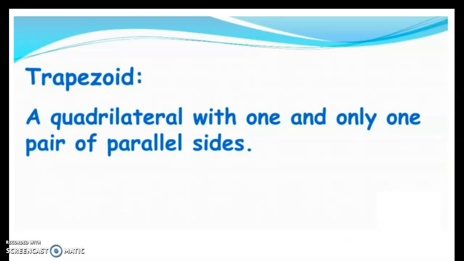A trapezoid is a quadrilateral with one and only one pair of parallel sides. The other pair of sides are not parallel. In other words, they would meet at some point if they were extended. Here are some examples of some trapezoids.